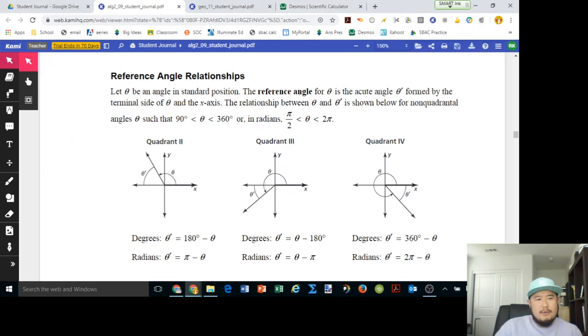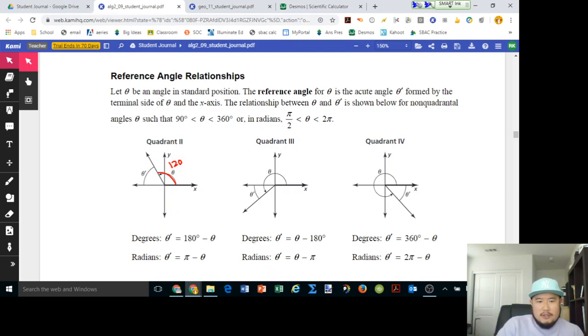Inside quadrant 2 right here, let's go ahead and say that our angle in standard position, let's go ahead and put 120 degrees. Okay, so let's say from here, from our initial side to our terminal side, let's say that's 120. Okay, so what they're saying is that our reference angle is not 120.